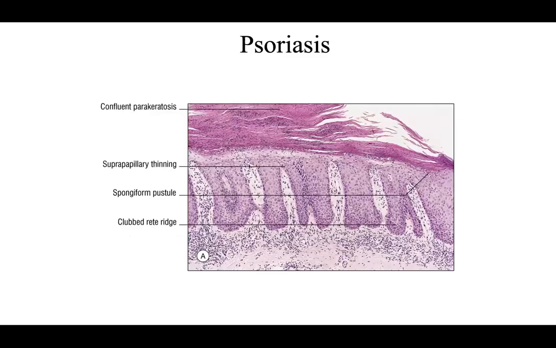So here is a pretty typical example of psoriasis. You've got that confluent parakeratosis and abundant neutrophils in the stratum corneum. You have suprapapillary plate thinning here, as you can see where I'm moving the arrow. Spongiform pustules. So again, you're going to see neutrophils forming the Munro microabscesses and the spongiform pustules of Kogoj. You're going to see the club-shaped rete ridges, so it really does take on this club shape. And the dermal papillae inversely also have a normal width to them.